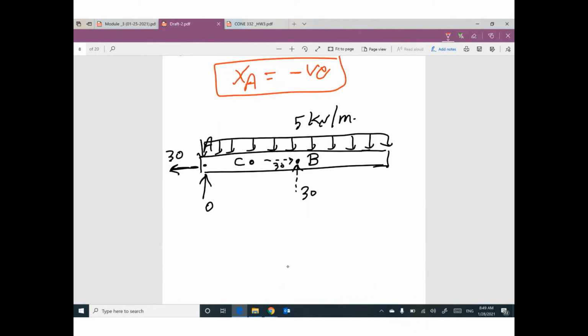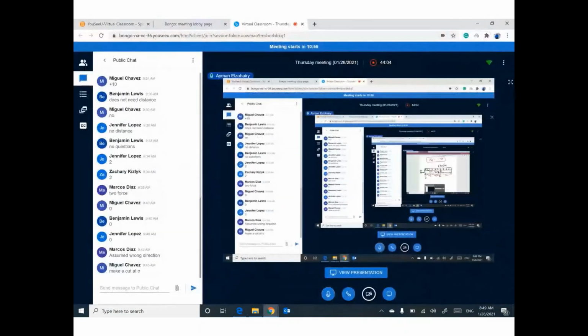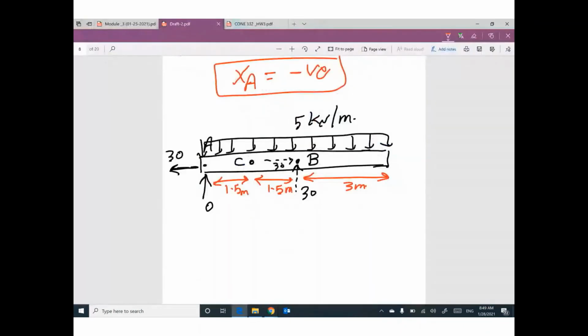By the way, this horizontal distance is 1.5, and this horizontal distance is 1.5, and this remaining distance equals 3 meters. Anybody remember what is the next step? Make a cut. Thank you. Make a cut. So at point C, I will do the cut.